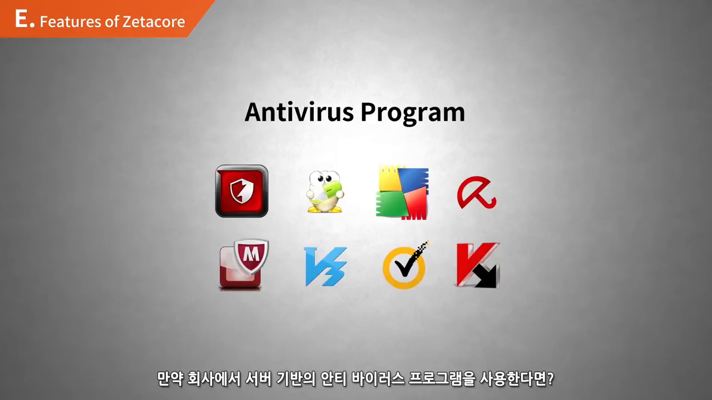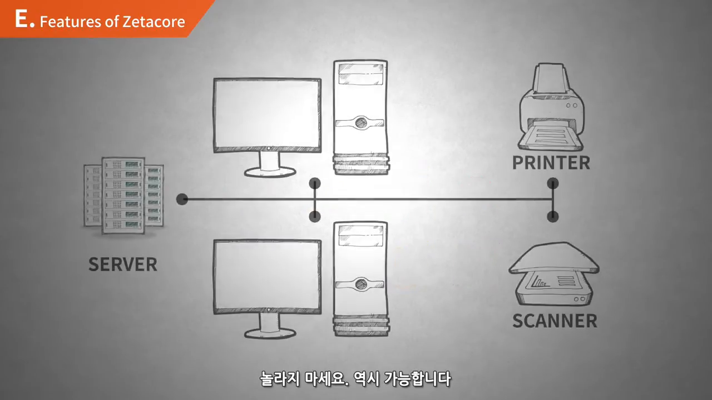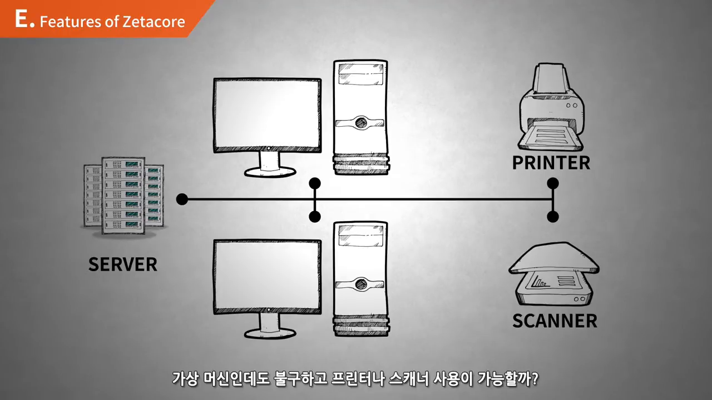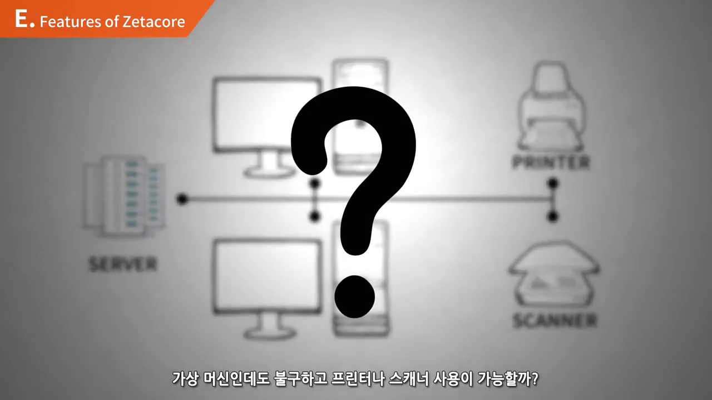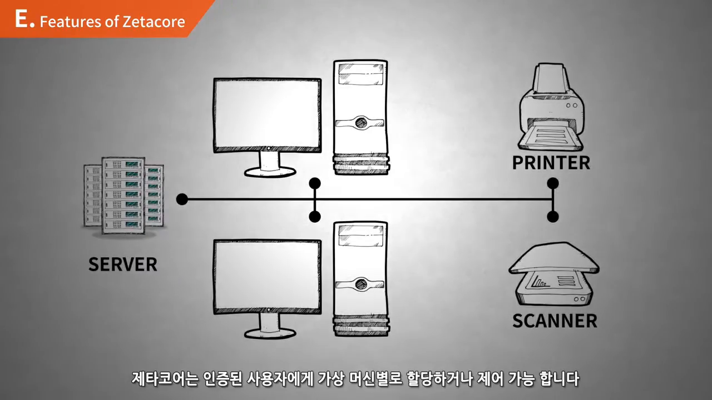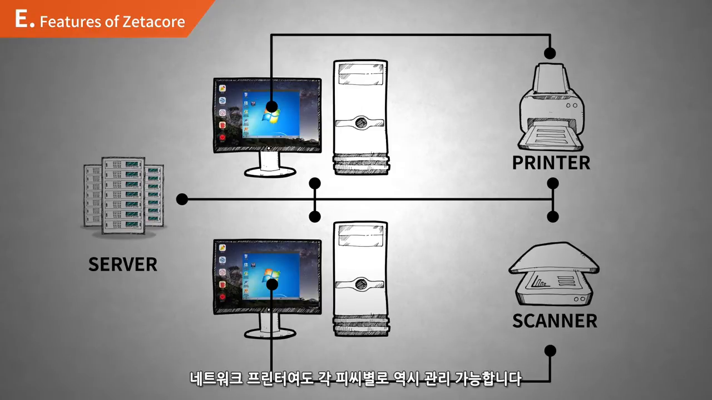What if your company uses antivirus software on the server? Well, don't be surprised, it's possible too. Then, what if your company is also connected to some printers or scanners? Although it's a virtual machine, is it possible to use a printer or scanner? Of course it's possible! ZETACORE allows for printers and scanners to be assigned and controlled by authenticated users on each virtual machine. Even if it's a network printer, it can be managed by each PC.